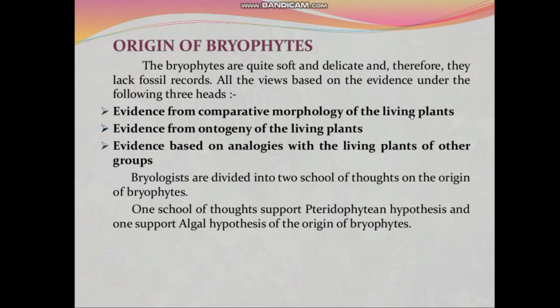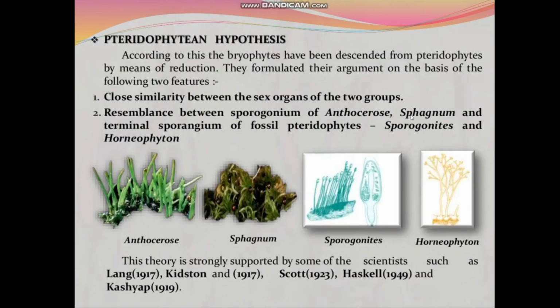Biologists are divided into two schools of thought on the origin of bryophytes. One school of thought supports the pteridophytean hypothesis and one supports the algal hypothesis of the origin of bryophytes.